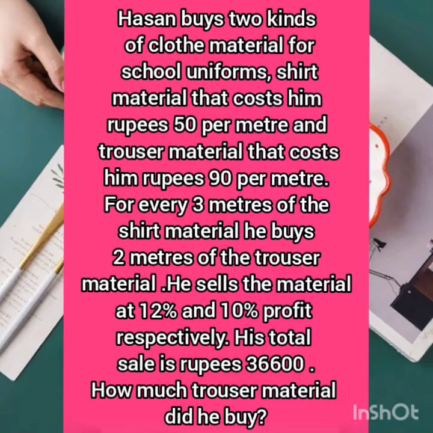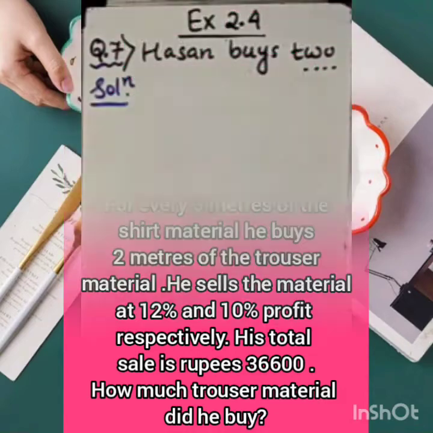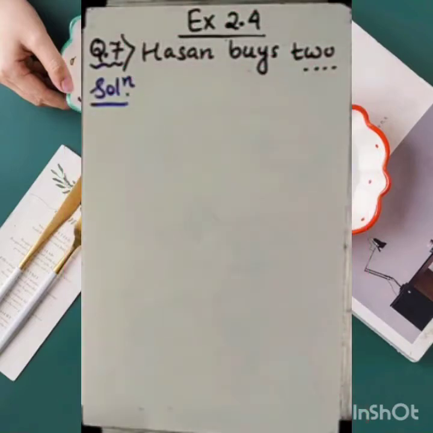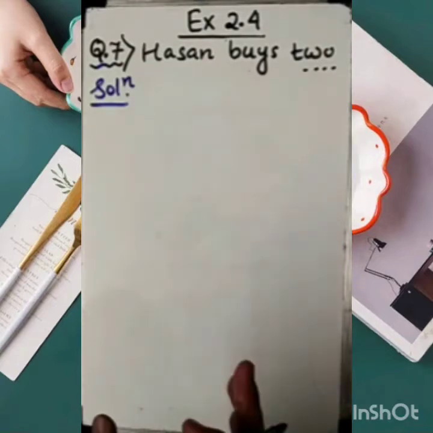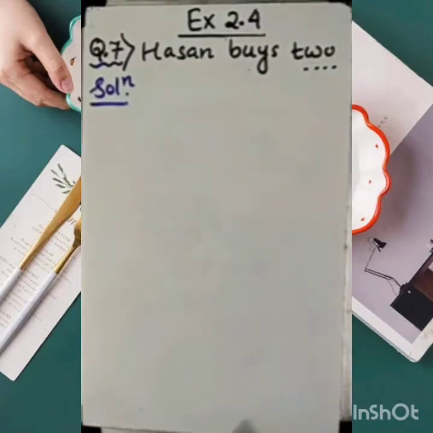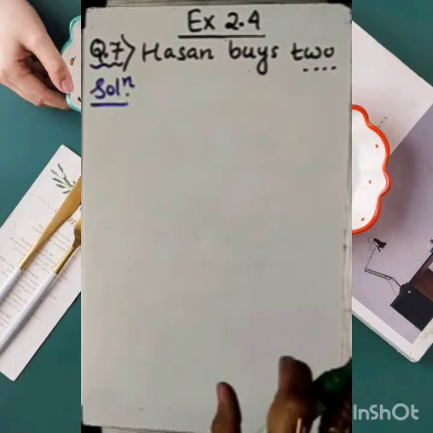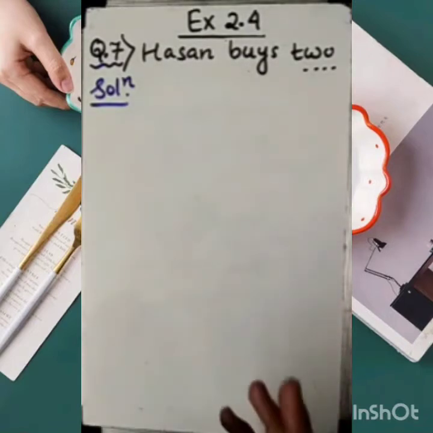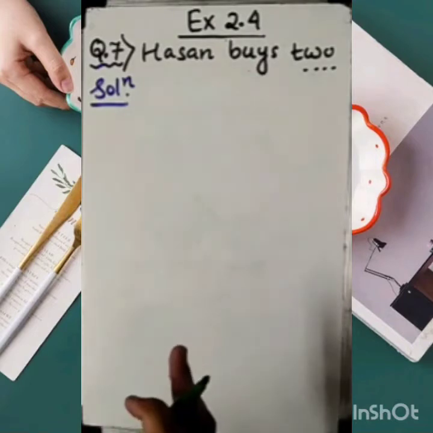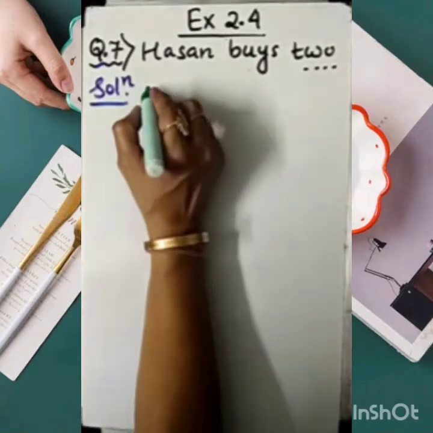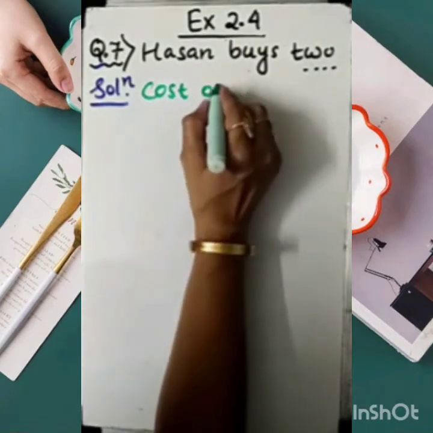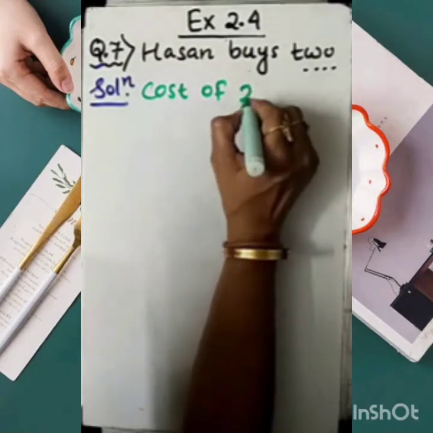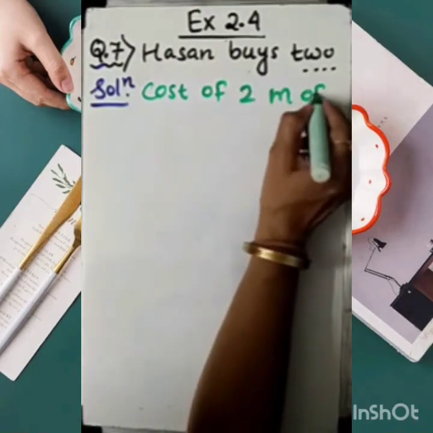Okay, so dear student, how to go with that? Let's begin the question. Let's see the solution. Hassan is purchasing some material for the shirt and some material for the trouser. So first of all, how much material is he purchasing for the shirt? For that we need to write here: cost of 2 meter of material, 2 meter of shirt.